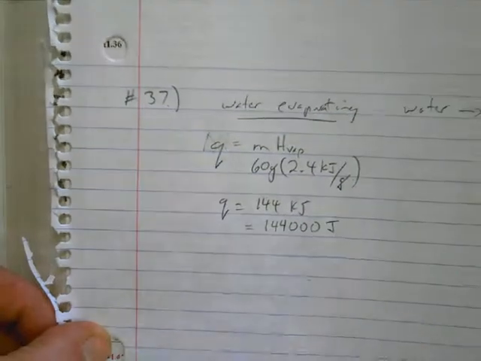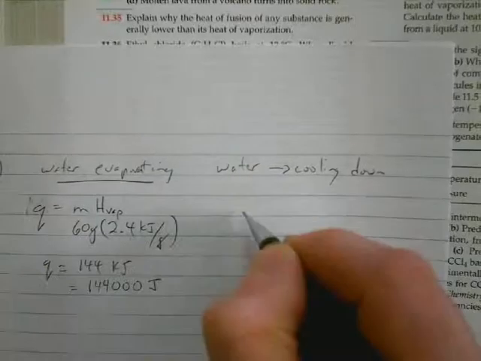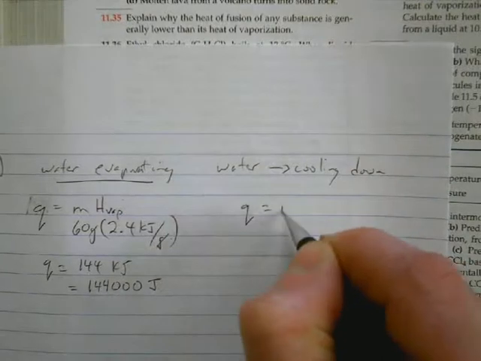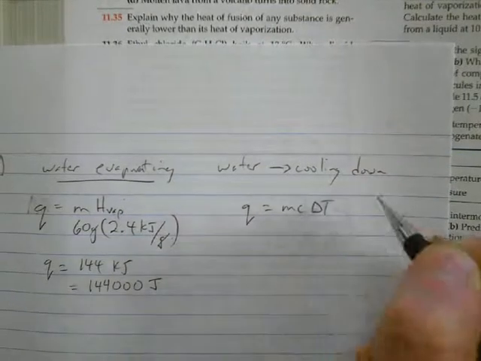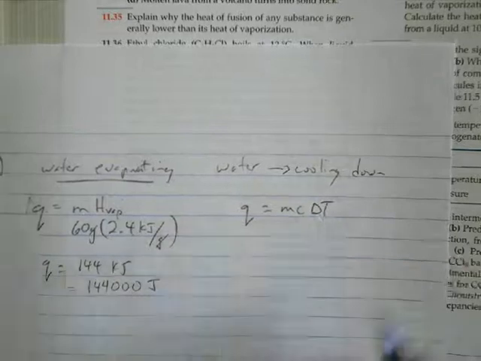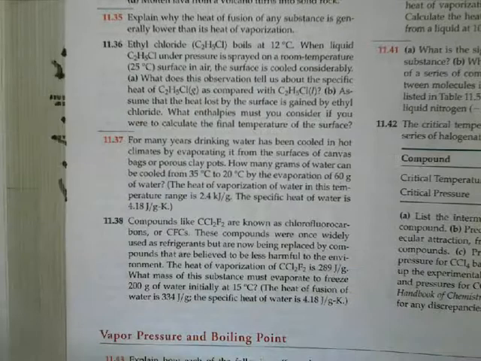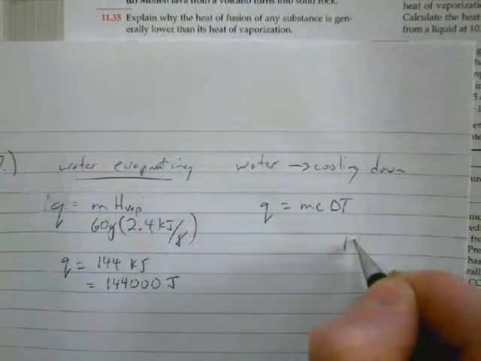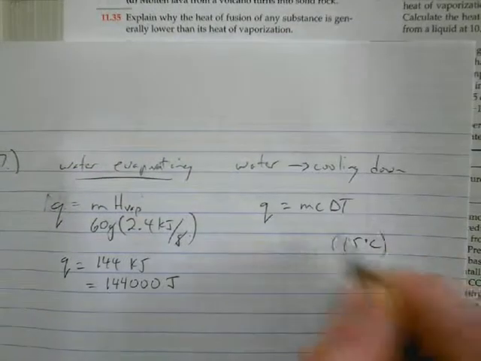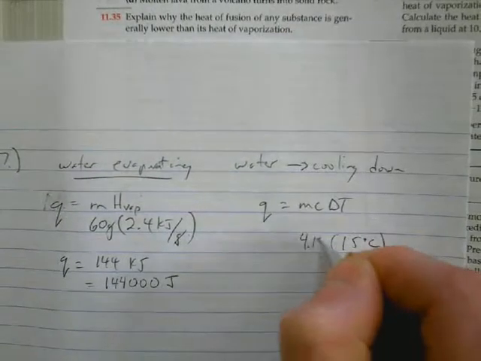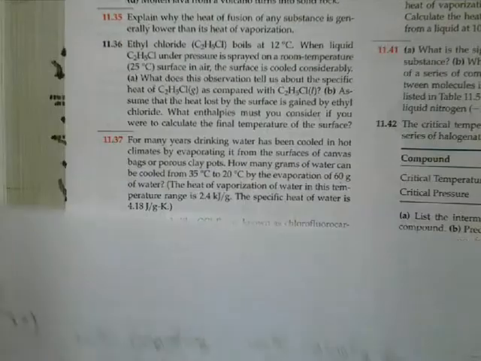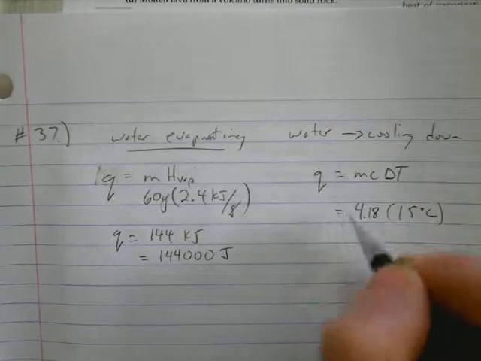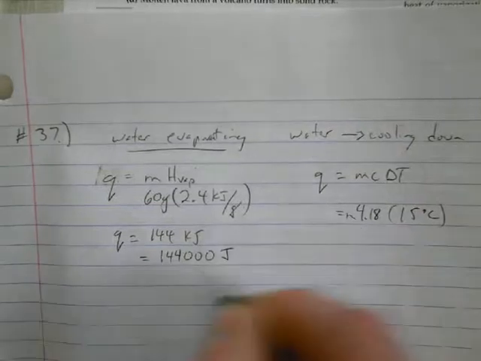Okay, the water cooling down. Well, what's the formula for that? Well, that's Q equals MC, change in temperature. So when water cools down, we have to account for the change in temperature. Let's read the question. The temperature changes by 15 degrees. So this is 15 degrees Celsius. The specific heat of water, remember, is 4.18. And how much water? Oh, that's what we're solving for. So this equals M. This is the Q that goes here.